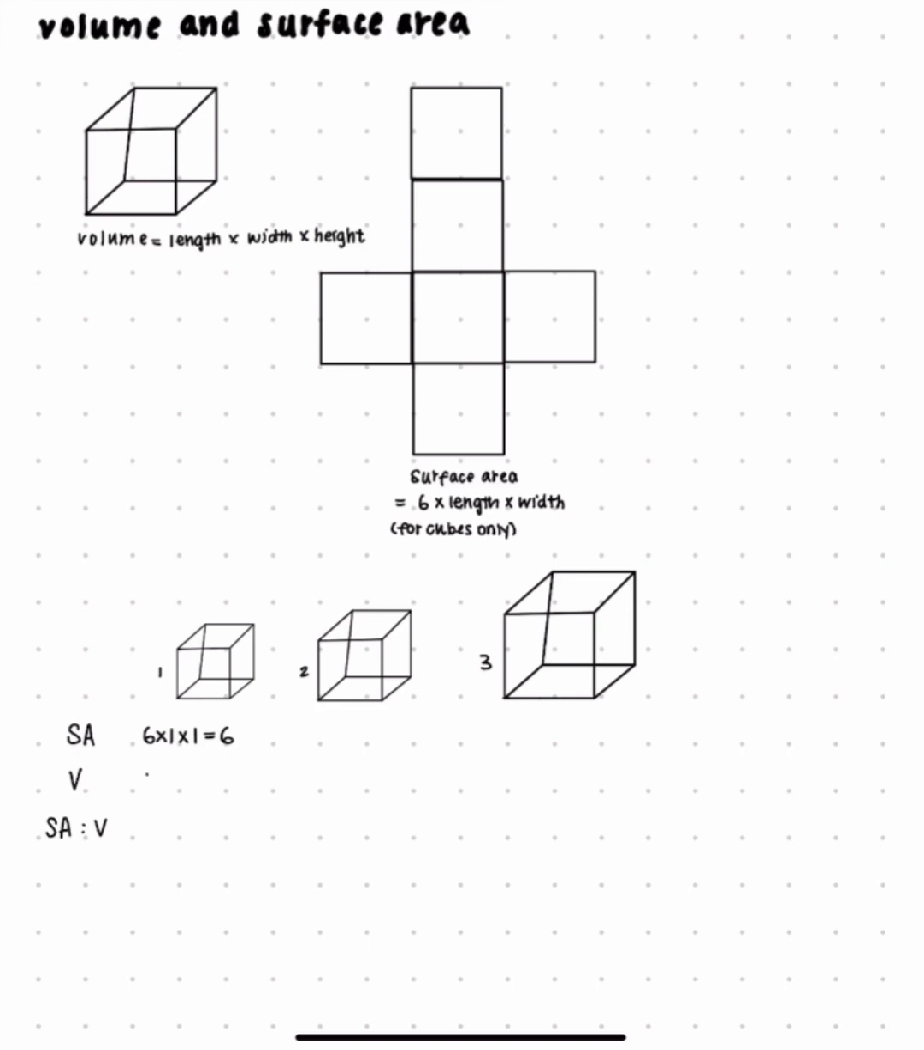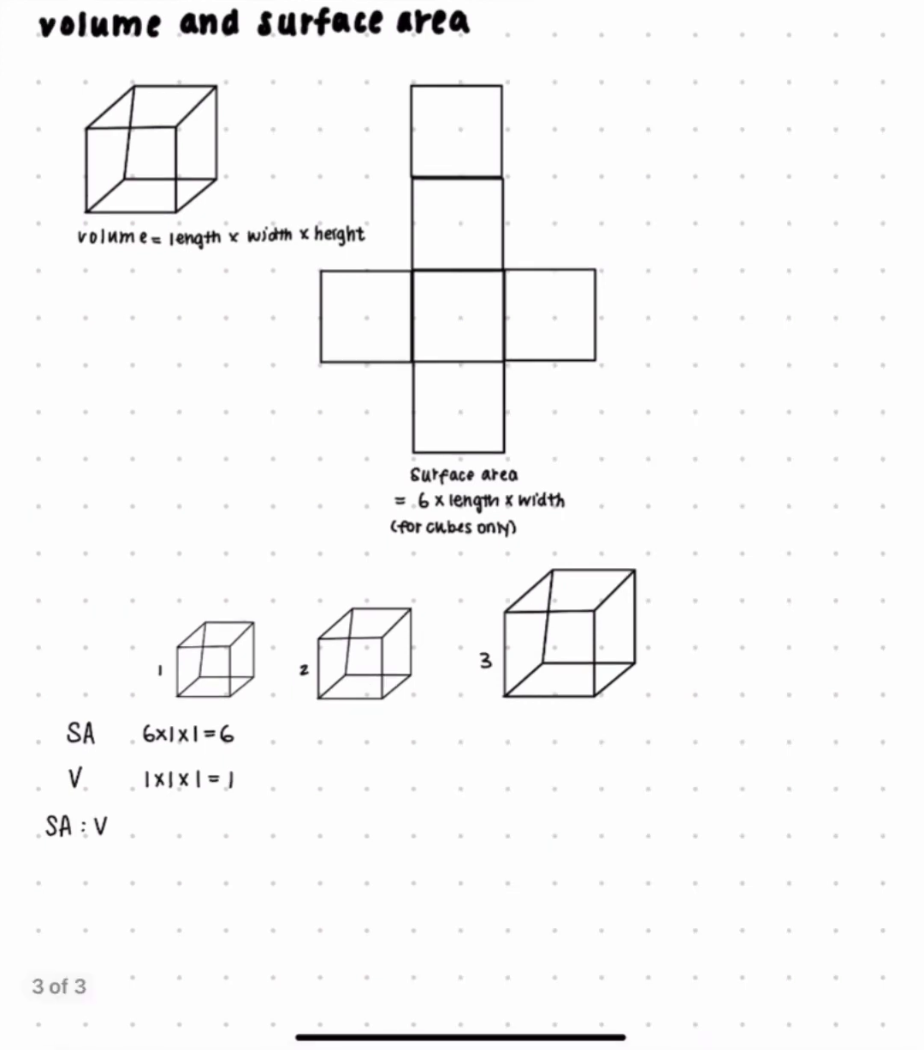I'm going to start by calculating the surface area of each cube, and then the volume, and then finally the surface area to volume ratio. As you can see, as the cell gets larger, or the side of the cube gets larger, the surface area to volume ratio decreases.